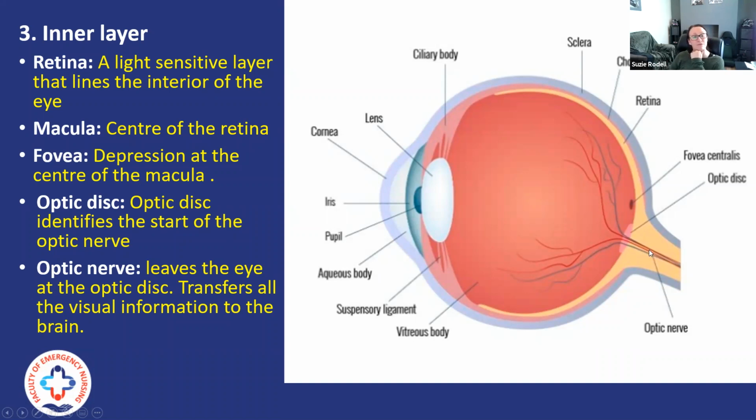And the fovea further sits within the macula here, and this has the greatest concentration of cone cells. And when the eye is directed at a specific object, this is the part of the image that is focused on the fovea. So the light refracts through the lens and is directed onto this aspect here.